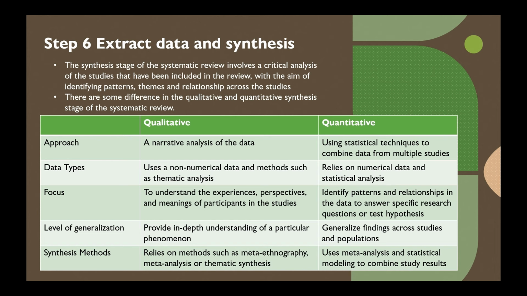So if you are someone who is doing a qualitative systematic review, you might think about some themes. The main difference between the qualitative and quantitative systematic review is that with a quantitative systematic review, you are looking at numbers, data, statistics, whereas in the qualitative systematic review, you are looking at non-numerical data, thematic analysis, or in-depth understanding.